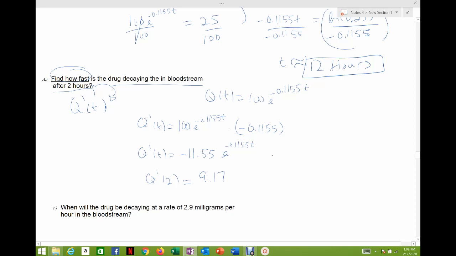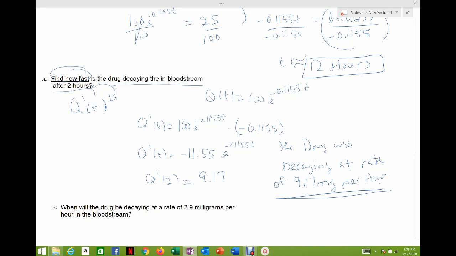I've got to answer the question. How fast? All right, so the drug was decaying at a rate of 9.17 milligrams per hour. Alright, that's how fast, right? I'm answering the question. 2 hours after they've taken the drug, the body's breaking it down in the bloodstream at a speed of 9.17 milligrams per hour. Alright, so there's my answer. I answered the question and I provided units.